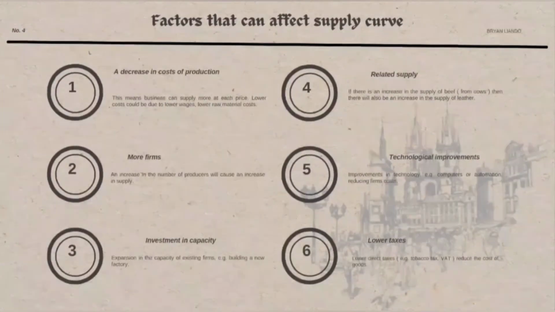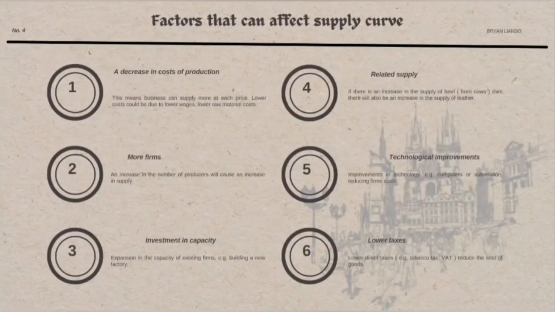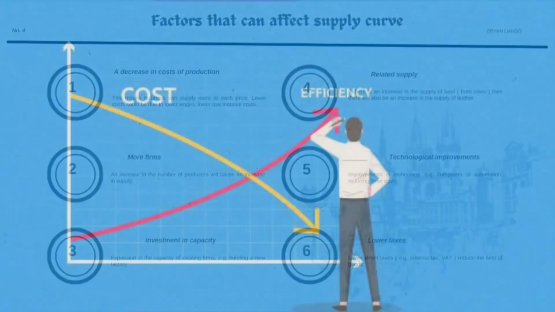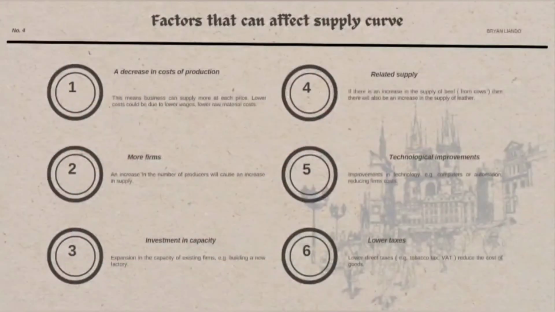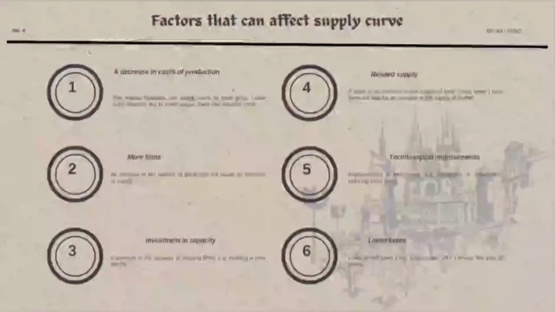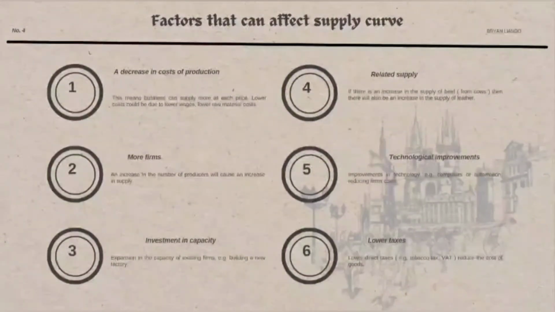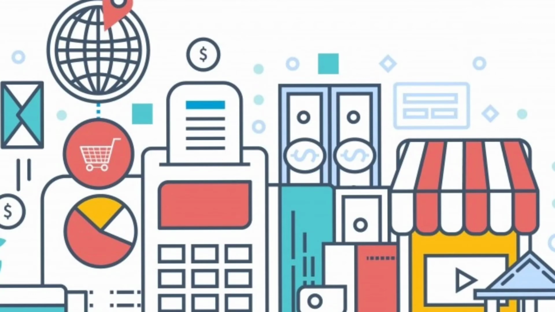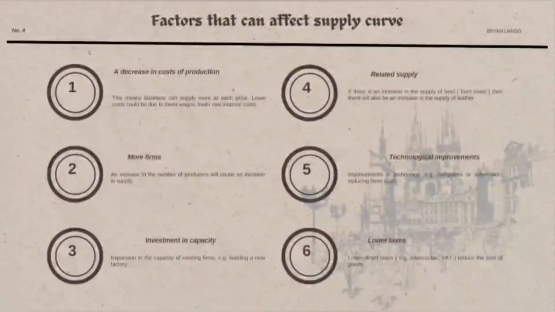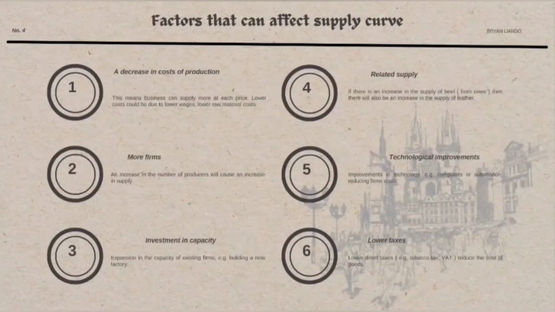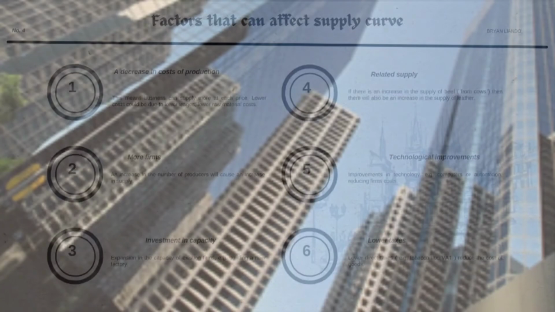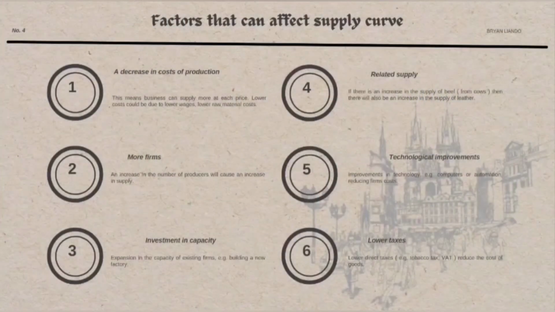So now, the factors that can affect the supply curve. The first one, there is a decrease in cost of production, which means businesses can supply more at each price. Lower costs could be due to lower wages or lower raw material costs. And the second factor is there are more firms. An increase in the number of producers will cause an increase in supply. And the third, there is investment in capacity, expansion in the capacity of existing firms, like building a new factory.